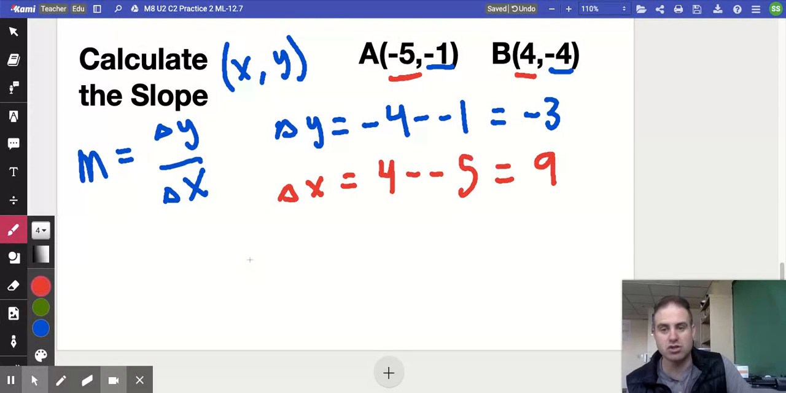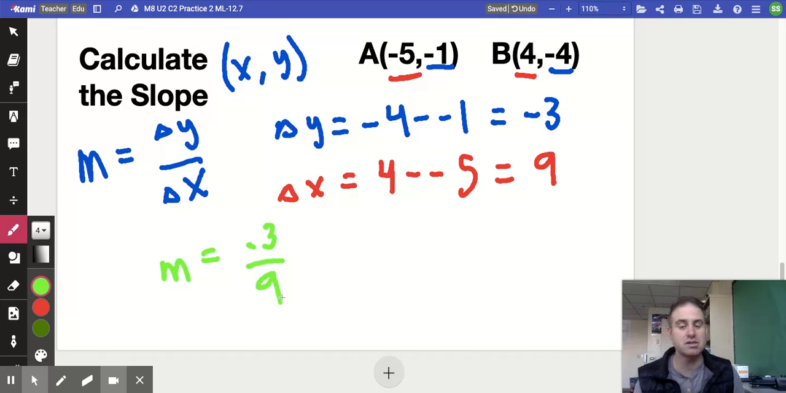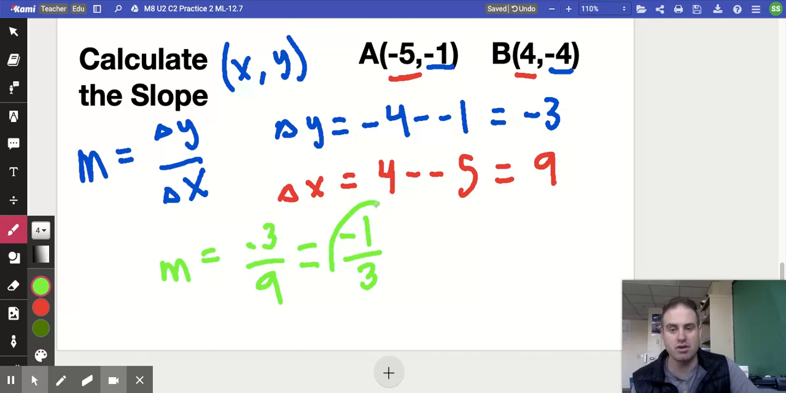So my slope m then is equal to change in y, -3, divided by change in x, 9. So what's happening is my line is dropping 3 and moving right 9. This would be the same thing as dropping 1 and moving right 3. We can reduce that fraction. So our slope here in this case is -1/3.